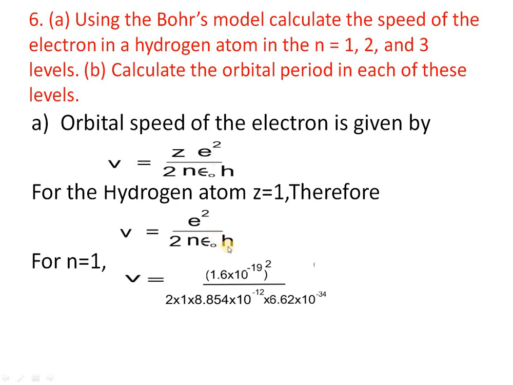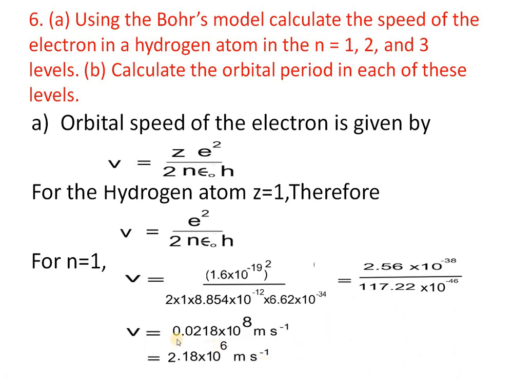Then h is nothing but Planck's constant. Its value is 6.62 into 10 power minus 34. We need to remember all these values, that is charge on the electron, epsilon naught is permittivity of free space, it is a constant value, and h is Planck's constant. So if we make substitution, we are going to get orbital speed of the electron in n is equal to 1 level. So after calculation, we are going to end up with V, that is orbital speed of the electron in the first orbit, equal to 2.18 into 10 power 6 meter per second.